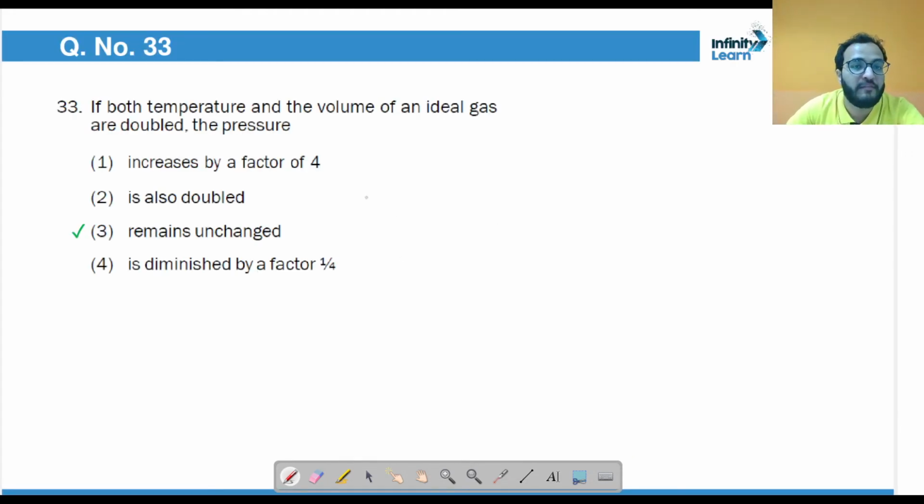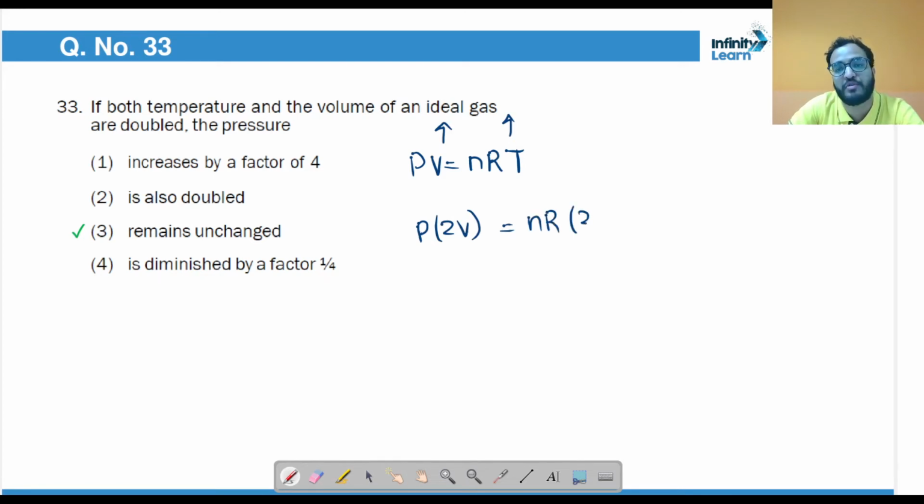Now, if both temperature and volume of an ideal gas are doubled, the pressure will obviously remain unchanged. See, volume is doubled, temperature is doubled, it doesn't matter. Why should the pressure change? Because this factor will get cancelled.